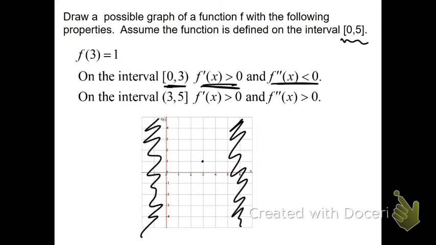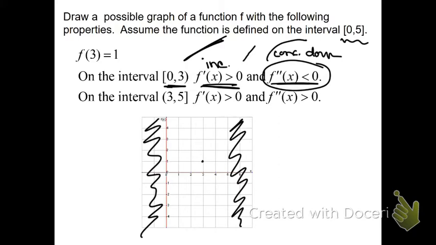But you want to put that into words. First derivative positive means increasing, so it's going uphill. Second derivative negative means concave down. So we need to be increasing, but in a concave down manner. It's going to go uphill, but concave down, and that's from 0 to 3. So from 0 to 3, maybe something like that.